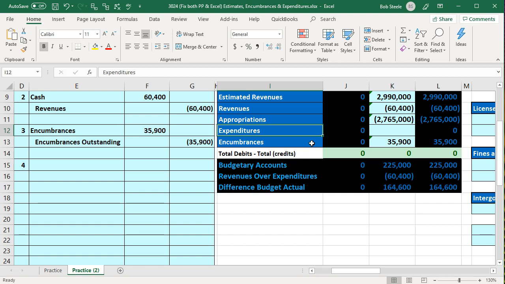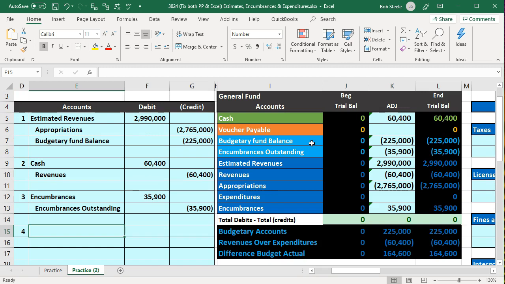But before we can, we need to reverse what we did before, which is that weird holding account thing. And the reversal is going to be easy. It's just going to be the opposite of what we did here. And you can see that in the fact that the encumbrances outstanding will always be equal and opposite to the encumbrances.